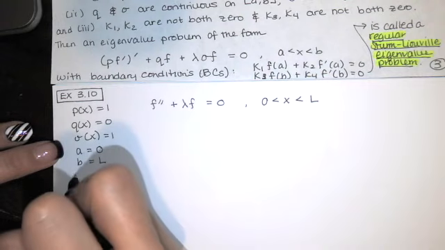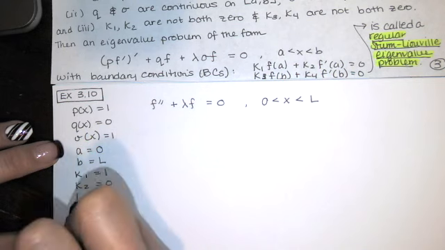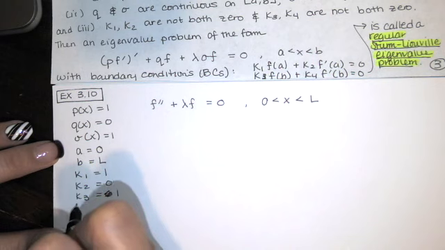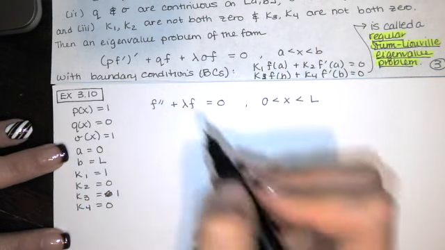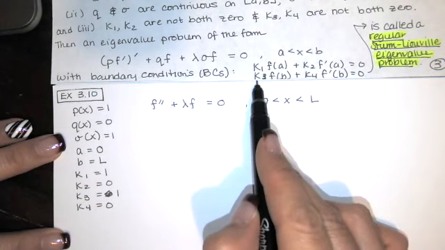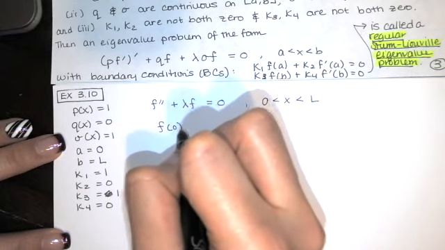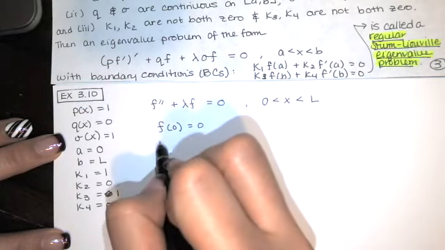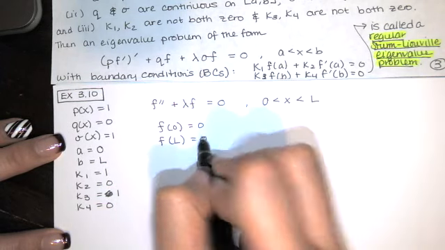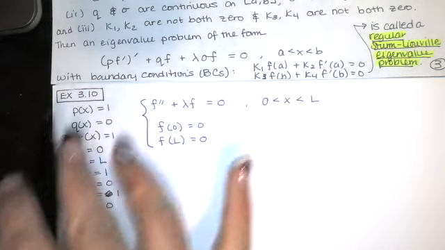Okay, now let's say that kappa 1 is equal to 1, and kappa 2 is equal to 0, and kappa 3 is equal to 1, and kappa 4 is equal to 0. Well, in that case, if this is 1 and that's 0, and this is 1 and that's 0, that just tells us that f of a, and a is 0, is equal to 0, and f of b, b is L, is equal to 0. That's it. That is a regular Sturm-Liouville problem.